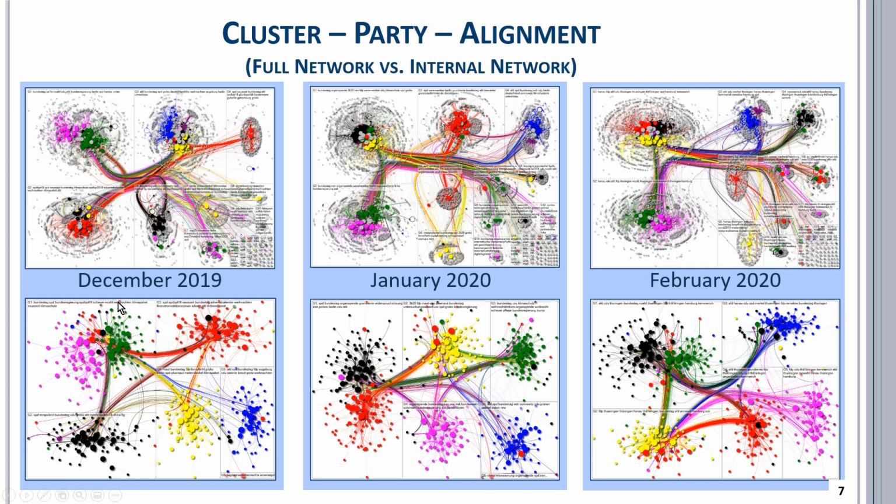It's interesting to see that the Green Party and the Left Party are clustered into one group here, here, and here. That can also be observed in the internal network here. But in the other internal networks, we see different coalitions.